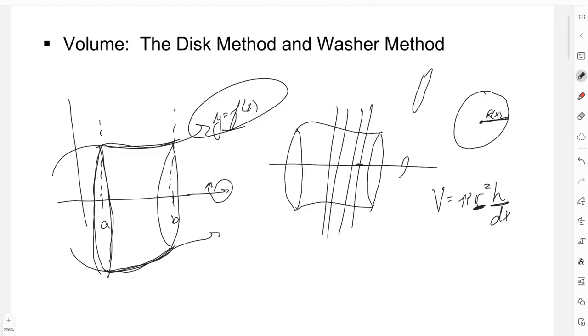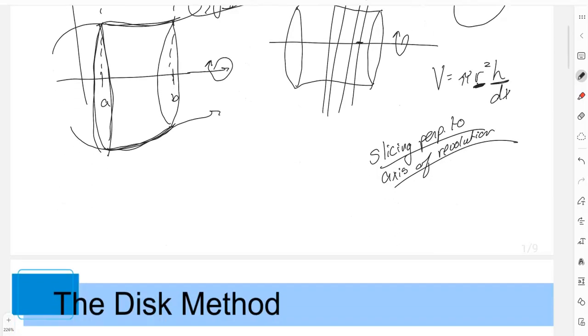Now notice we're revolving about the x-axis. We're slicing perpendicular to the axis of revolution. That's important. We're perpendicular to the axis of revolution.